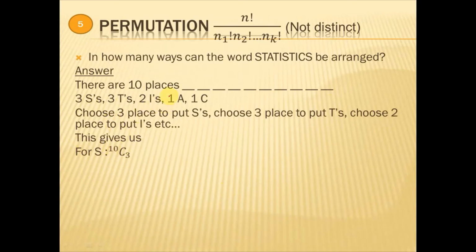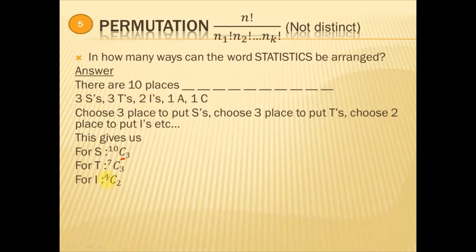Ataupun 4S, daripada 10 places, kita nak choose 3 untuk put S. And then tadi, our S ni semua the same. So that's why our sini adalah C, bukannya P. Okay, and then bila you dah choose 3 place untuk letak S, so 10 tolak 3 tinggal 7. Therefore, tinggal 7 place je untuk letak. Okay, and then bila 7 tolak 3 tinggal 4.